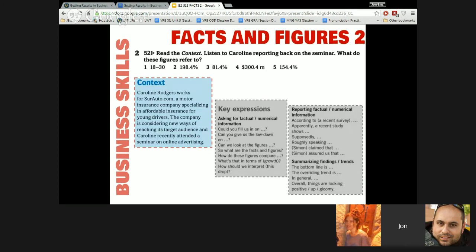So, for example, 18 to 30 is the age of a young driver, could be the target, for example. Exactly. We're going to find out what all these mean. So, for example, 18-30, the dash is a "to". That could be the target customer, the age of the target customer. Sure. Okay, so let's find out.